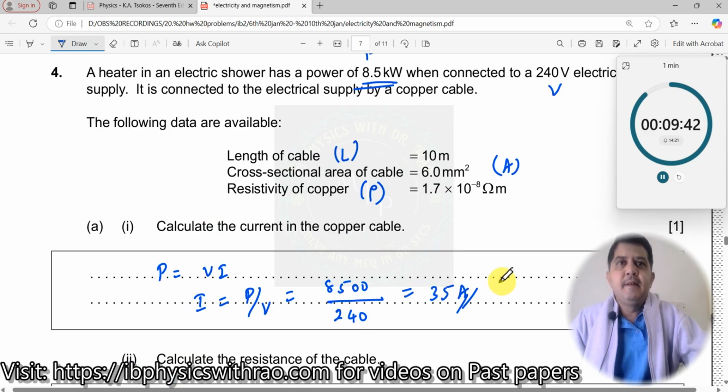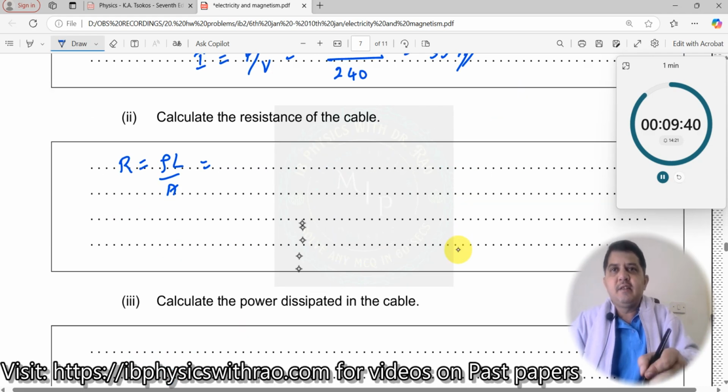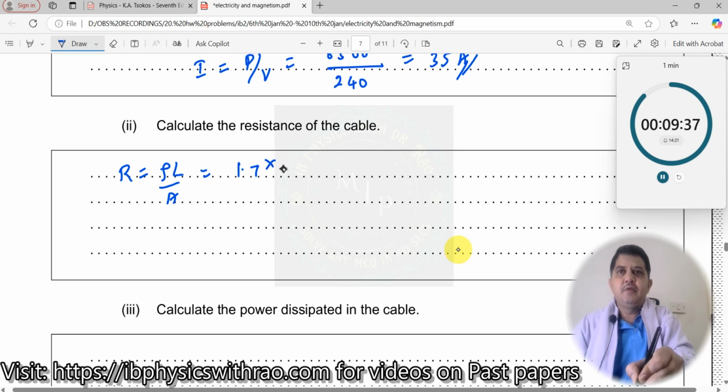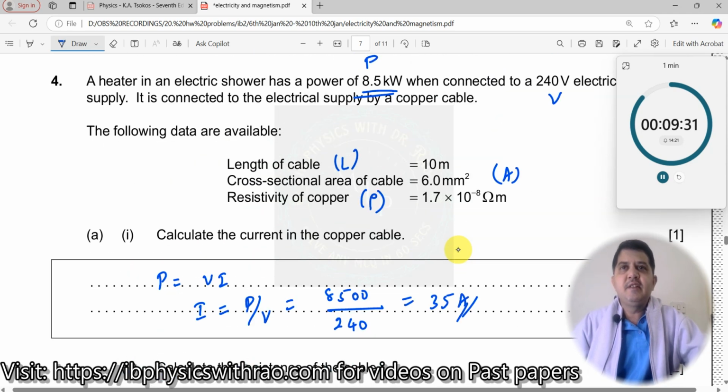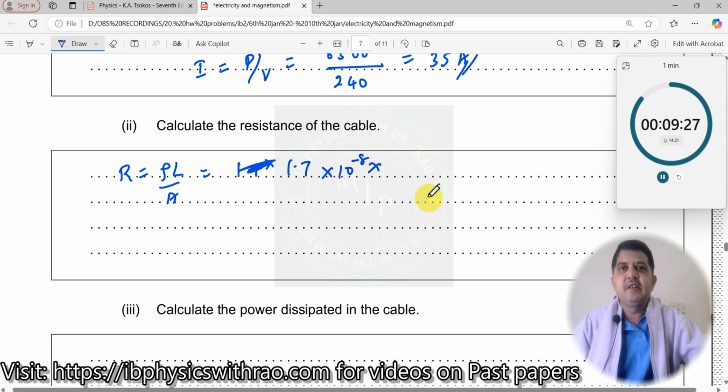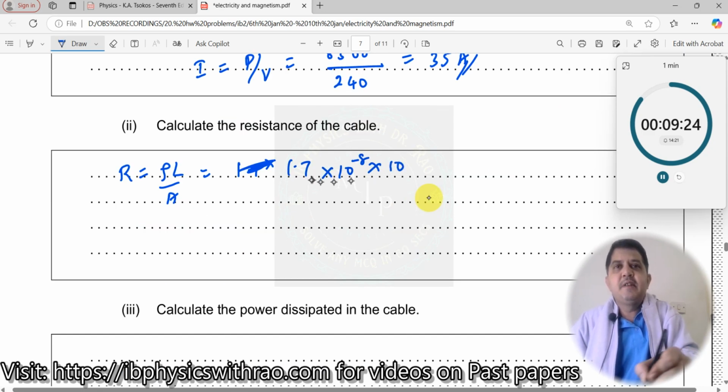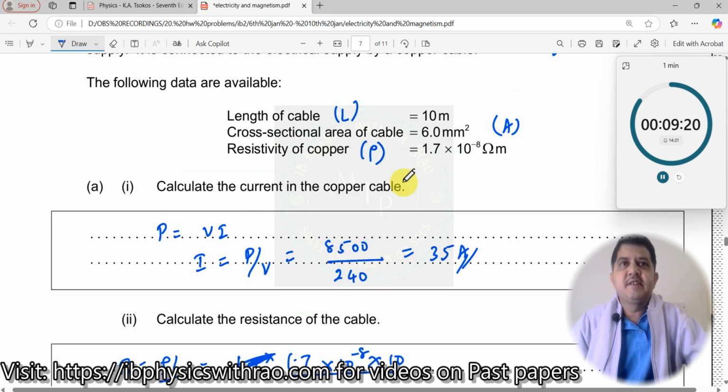What is rho here? Rho is 1.7 into 10 to the power of minus 8, multiplied by what is the length over here? Length is not unknown. Length is given here. 10 meters, divided by the cross-sectional area. Cross-sectional area itself is given.